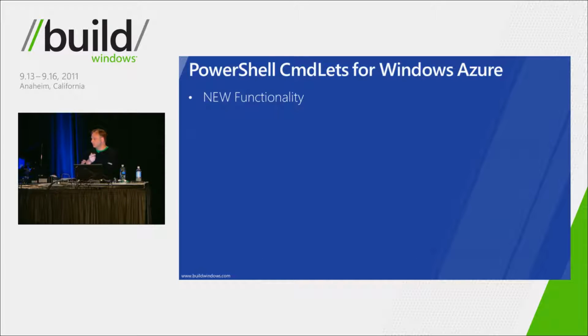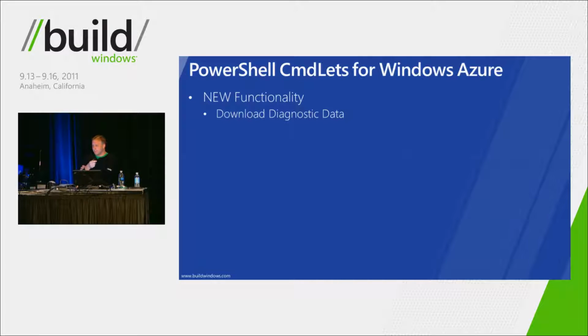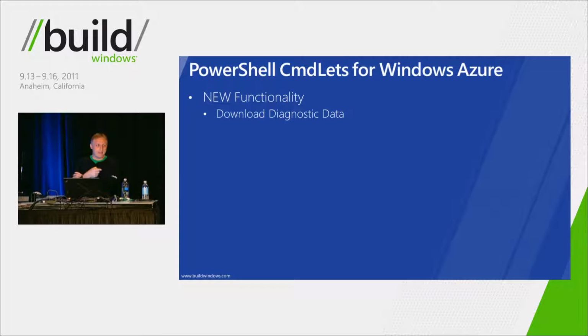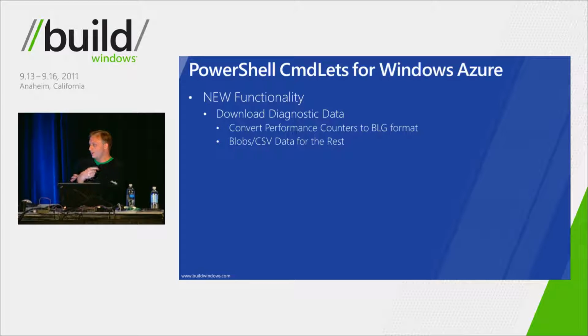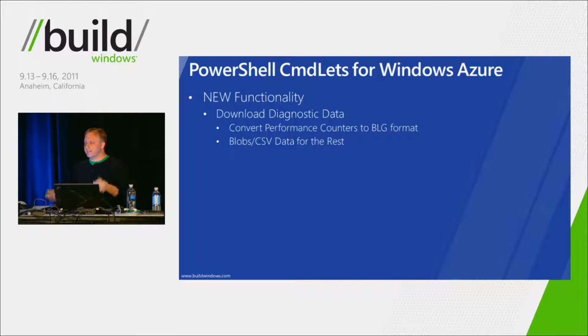So let me introduce you to some of the new functionality we've added in PowerShell commandlets for Windows Azure. We've given you the ability to actually download the diagnostic data directly. So this kind of goes in a really good pattern, you'll be able to see after you see the rest. One of the additional features we've added is whenever you download the perfmon counters, you can actually convert those directly over to perfmon's binary log format. So if you're used to analyzing perfmon data in perfmon and getting charting and all that good stuff, we now have the capability to do that. The rest of the data is going to be downloaded as either a blob, if it's a log file, or CSV, so you can still parse it in Excel or PowerShell, however.